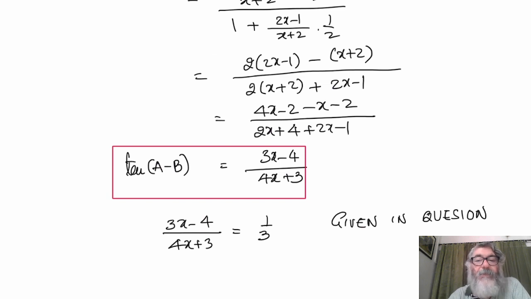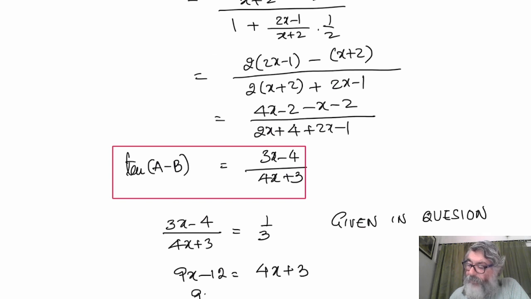And we have calculated the value of tan(a minus b) as (3x minus 4) upon (4x plus 3). Now cross multiply. 3 3s are 9x, 3 4s are 12, is equal to 4x plus 3.